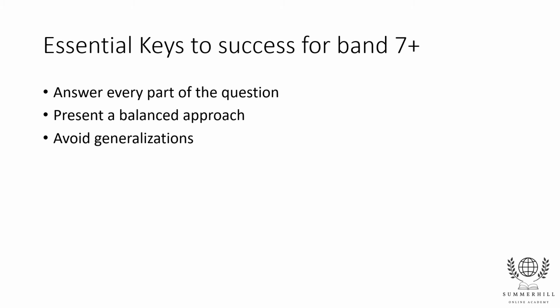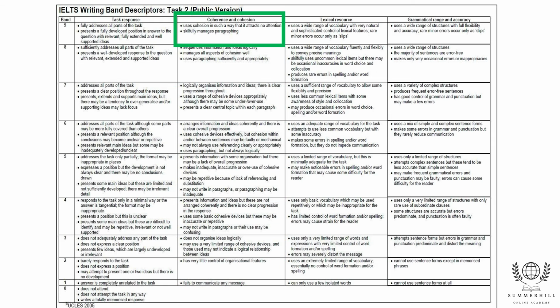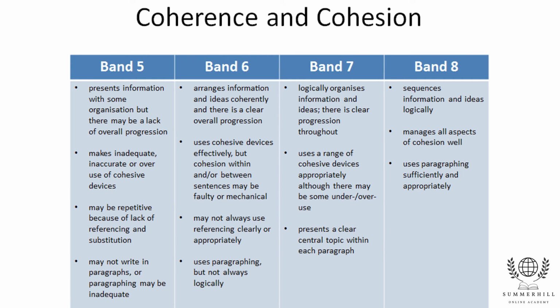For writing task 2, another important key is to use paragraphing. If we take a look at the coherence and cohesion section of our band descriptors, we can see that if we write paragraphs, we'll get a minimum of band 7. But again, our descriptors tell us that it "uses paragraphing, but not always logically." So it gives us a clue that we cannot get a band 7 until we have a clear paragraph with a clear and central topic.